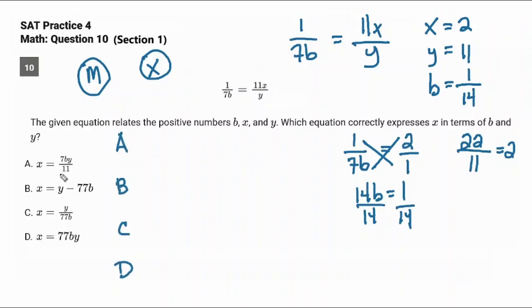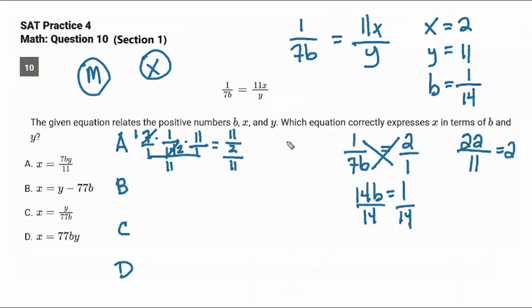A says x is 7 times b times y over 11. So that's 7 times 1 over 14, which is b, times 11, which is y, over 11. All right, I'm going to put these over 1 so I can see that I can reduce. This 14 turns into a 2. This 7 turns into a 1. And it's 11 over 2 over 11.